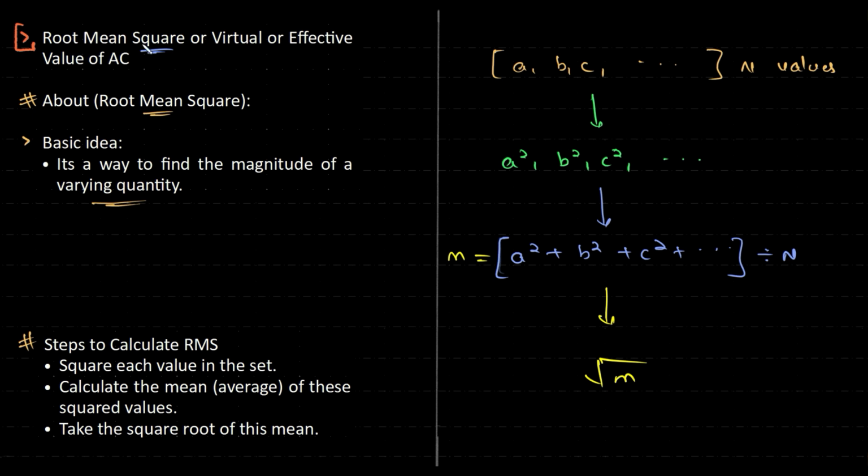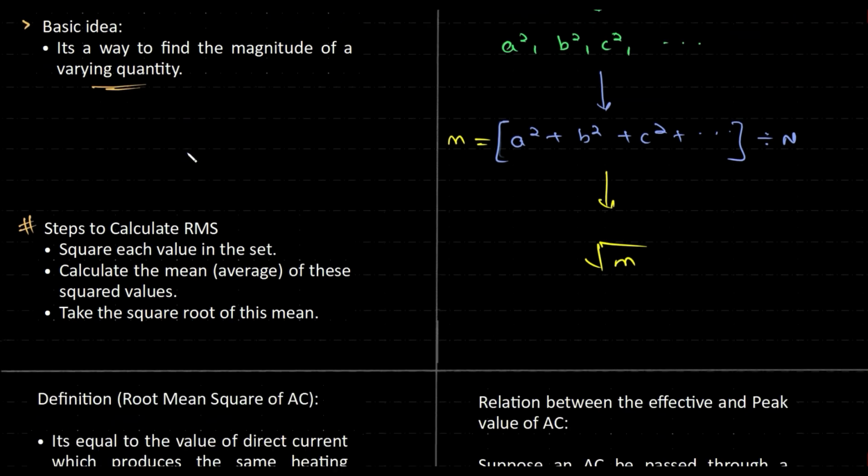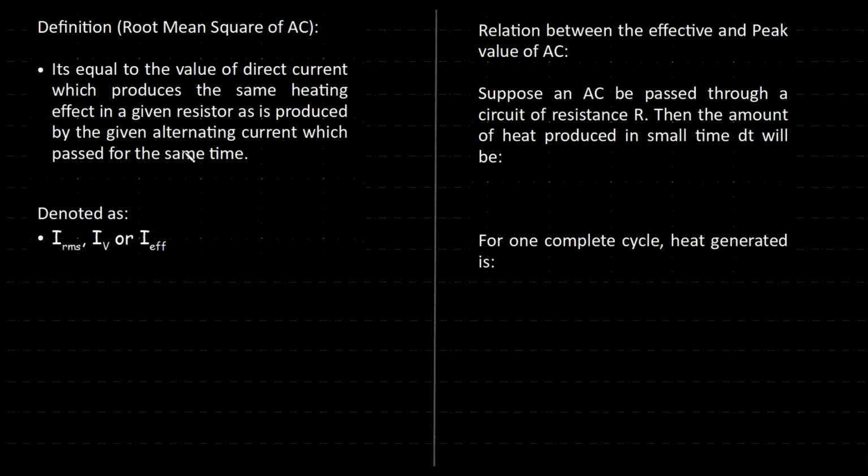So this is given the name root mean square of AC, virtual value of AC, effective value of AC. All those names are synonyms. Let's look at the official definition of root mean square of an AC. It is equal to the direct current which produces the same heat that is produced by one complete cycle when we pass an alternating current through the same resistor.